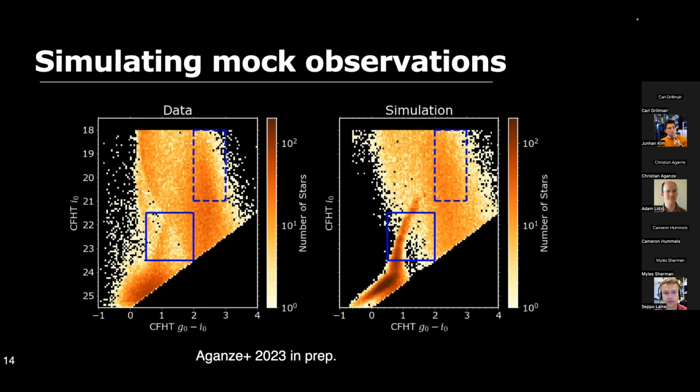Yeah, and then there's some structure that we have to reproduce. I think this is supposed to be some Milky Way halo stars. We have some Milky Way halo stars in the simulation as well, but the entire CMD wasn't reproduced accurately.